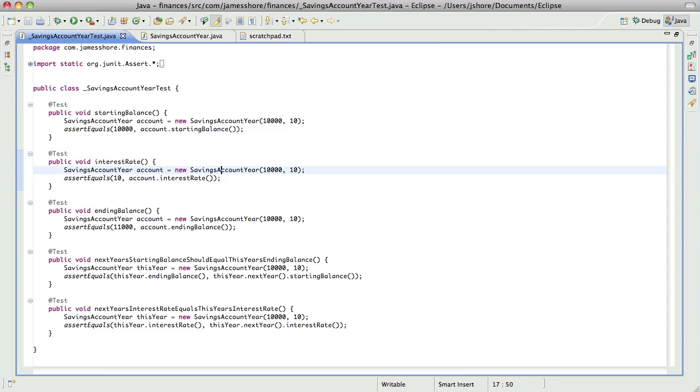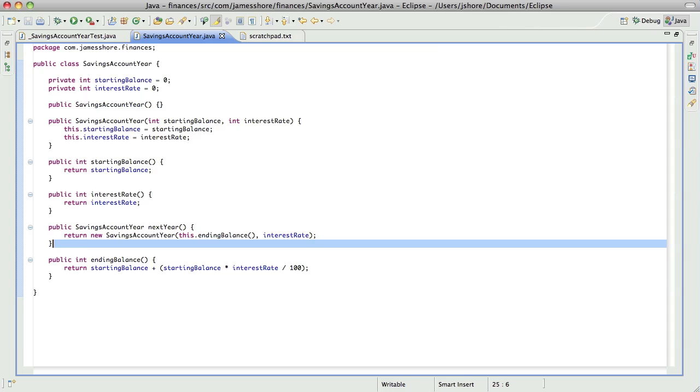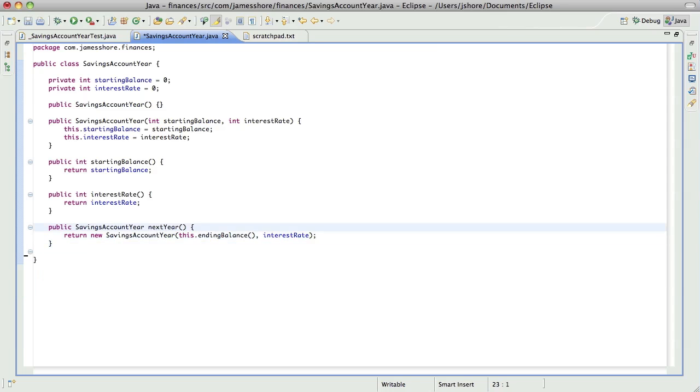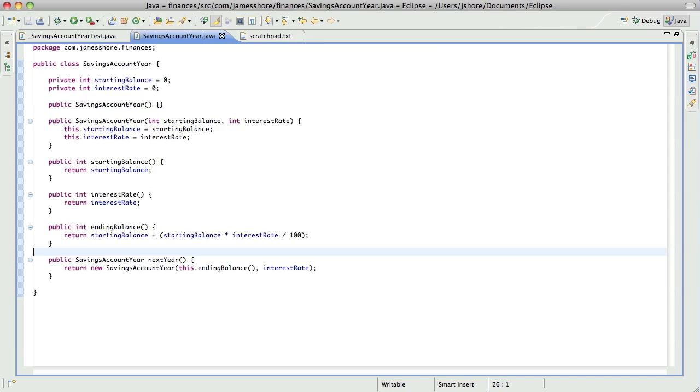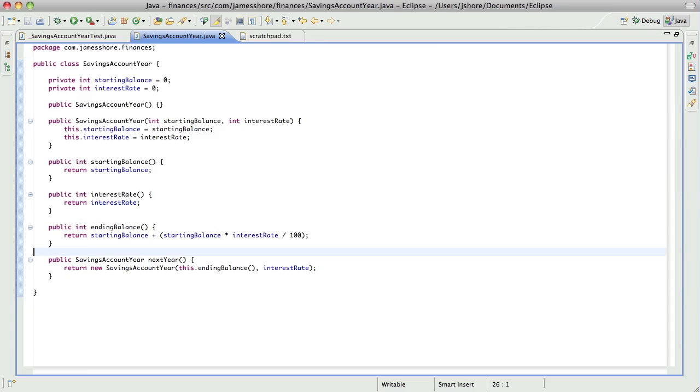So I have duplication in the way I'm creating this savings account. I think I'll go ahead and factor that out. Let's make sure all this works still. Is there anything else I want to clean up? Starting balance, interest rate, next year, and ending balance. Let's go ahead and move this up as well. That's pretty clean. I feel a lot better about this code than I did last time we looked at it, the end of episode 2. Yeah, I think that's pretty good.